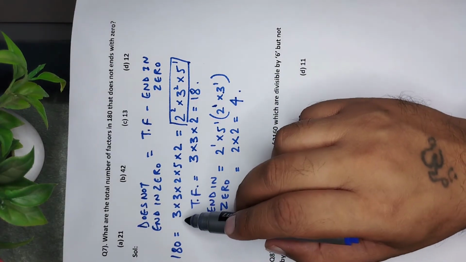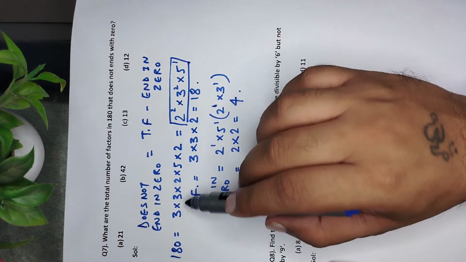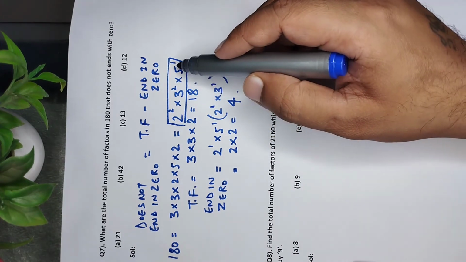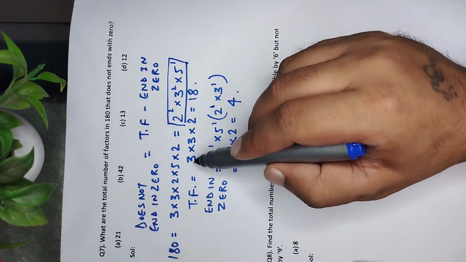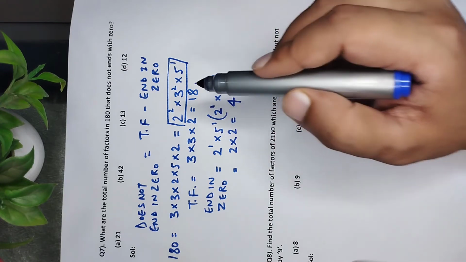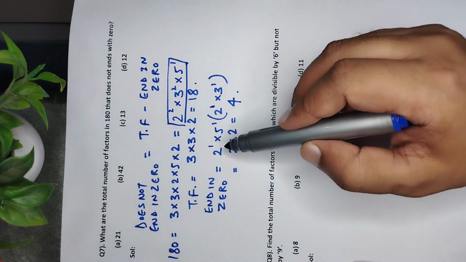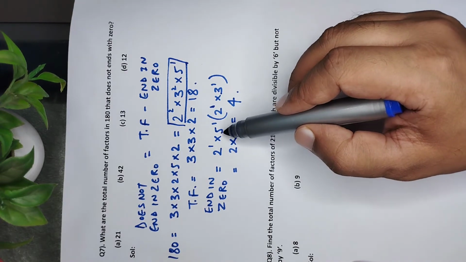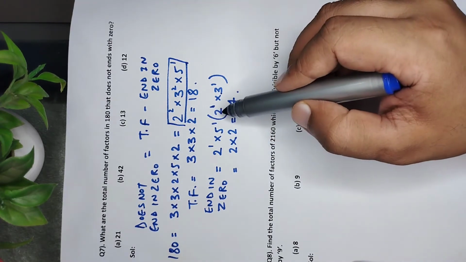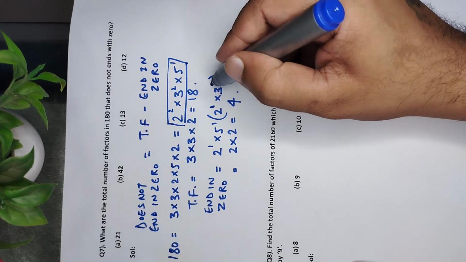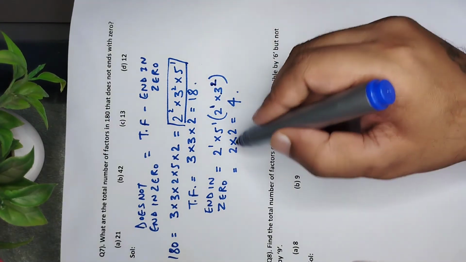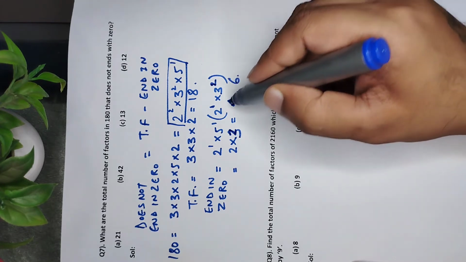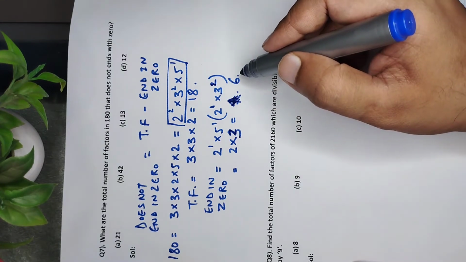So 180 we got, this is 2 square multiplied by 3 square multiplied by 5 raised to the power 1. Total factors: 3 multiply 3 multiply 2, that is 18. Now for those ending in 0, I take common 2 and 5 out of it. So we get 2 raised to the power 1, and sorry, this is 3 raised to the power 2. Now this will be 2 multiplied by 3, which is equal to 6. So I get 6 numbers that end in 0.